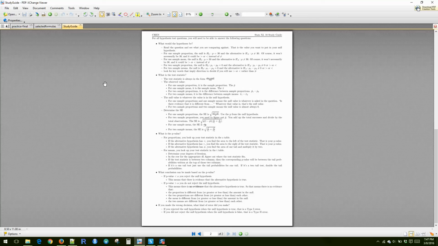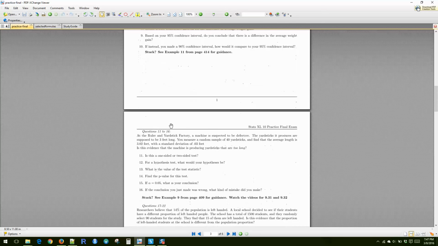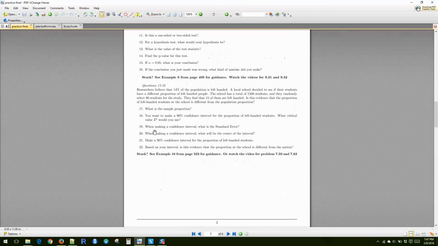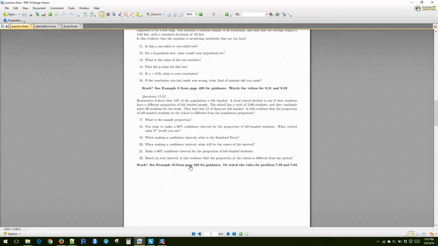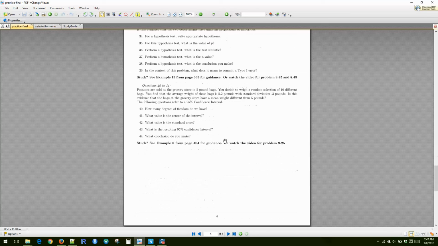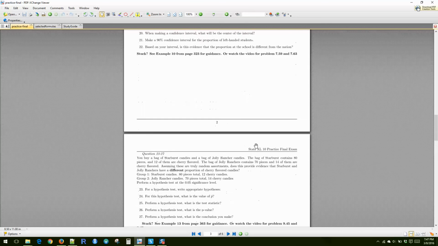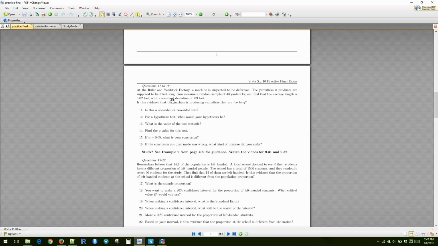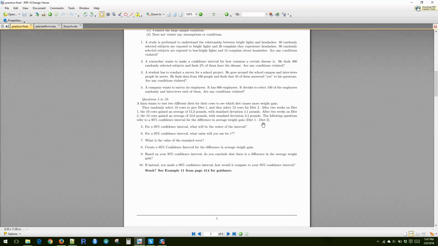So I recommend, the way the practice final is structured, there's chunks of maybe 5 or 6 questions at a time. And so I recommend giving yourself about 15 minutes or less for each chunk of 6 questions. Okay, they're broken out in that way. And so, yeah, give yourself about 15 minutes. See if you can work through it without any outside help.